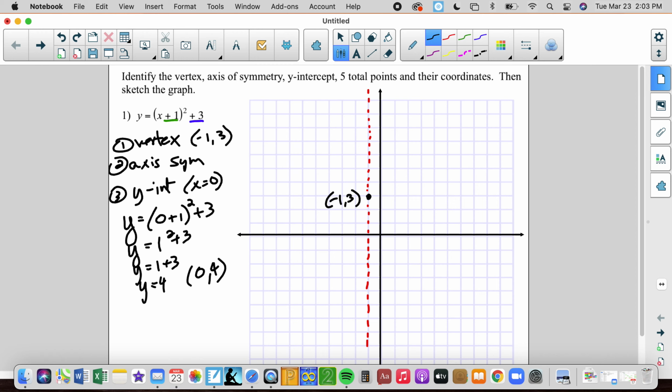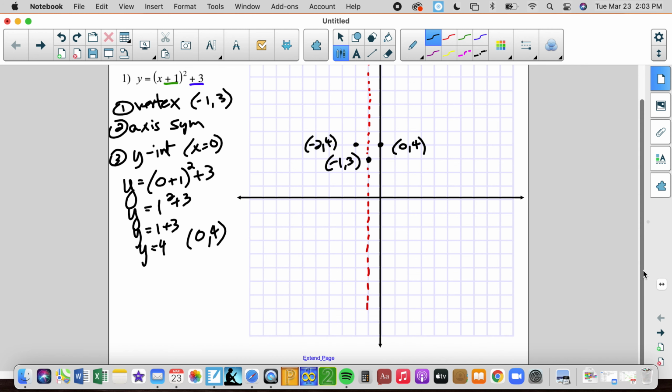0, 4 takes me here. And that is good because that keeps the U shape. Its mirror point would be 1 away on the other side. That would make negative 2, 4. And now we have 3 points. We need 1 more point, so we're going to pick a 4th point.